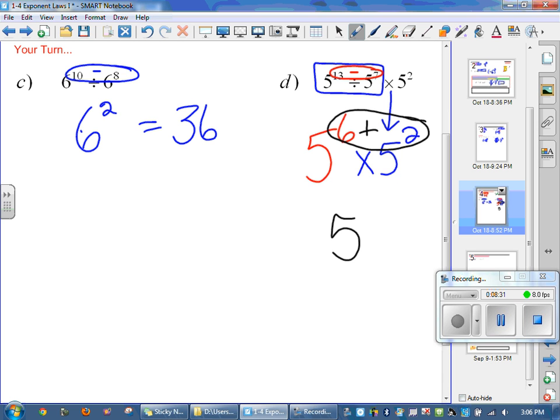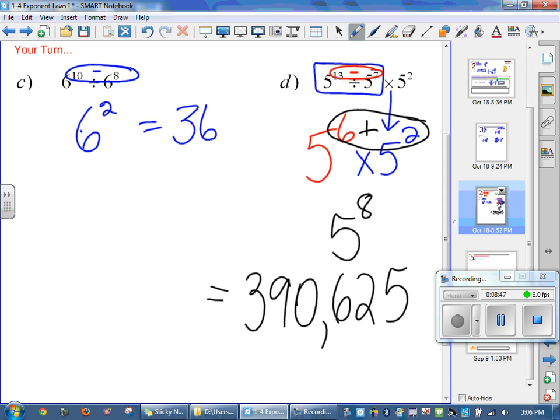Now in your calculators, you take 5 exponent 8, and it's a really big number. What do we get for an answer? Quinn? Is that confirmed by everybody? Yeah. Excellent. Good work, everybody. 390,625. Let's move to the next page, please.